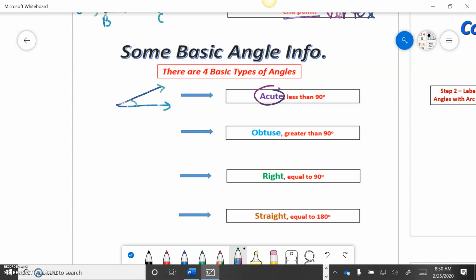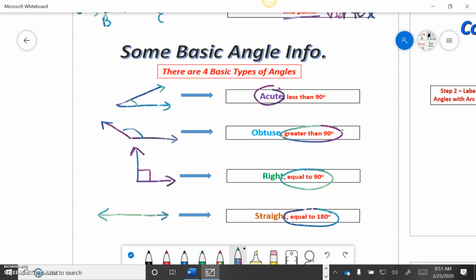An obtuse angle is going to be greater than 90 degrees. We have a right angle, which is exactly 90 degrees, and we denote a right angle with our little box in the center. And then a straight angle is going to be exactly 180 degrees. Again, that should be review for you.